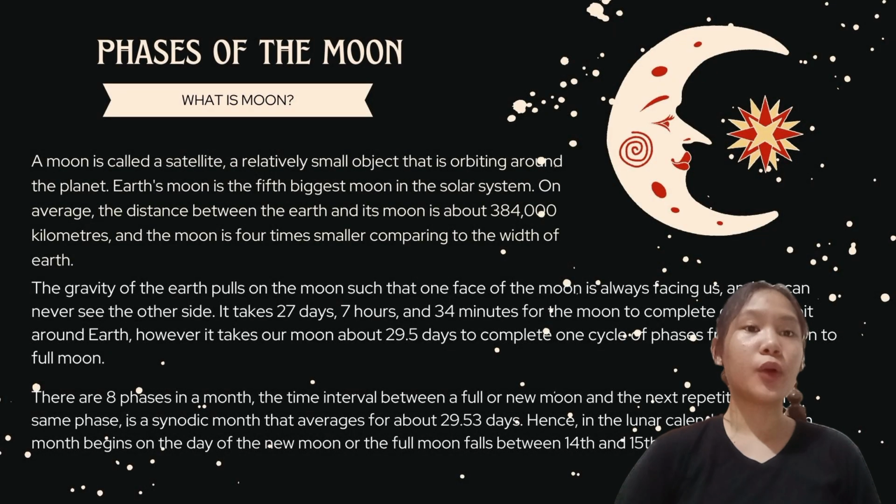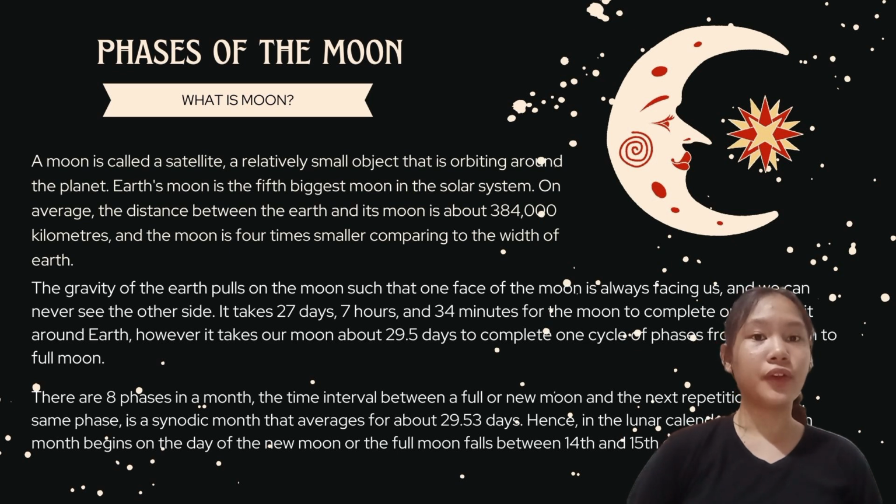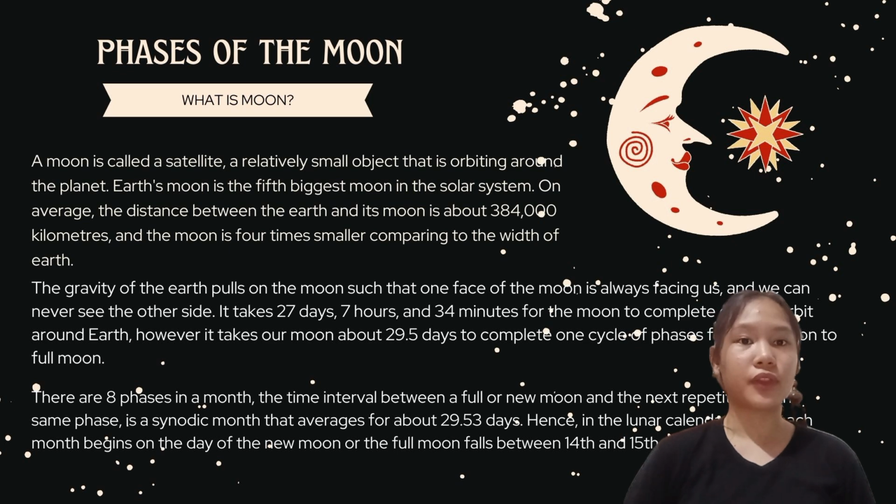Let's start off with what a moon is. A moon is called a satellite, a relatively small object that is orbiting around a planet. On average, the distance between the Earth and its moon is about 384,000 kilometers, and the moon is 4 times smaller compared to the width of Earth.